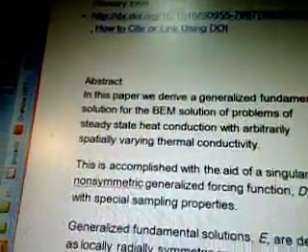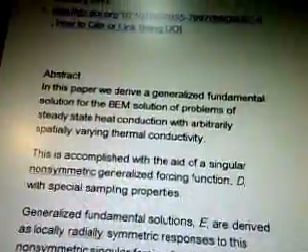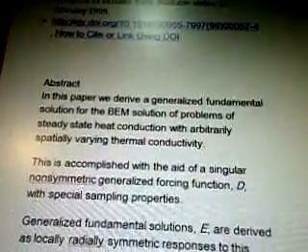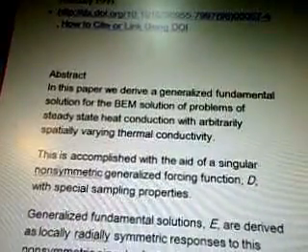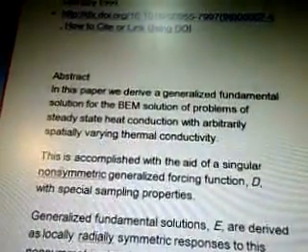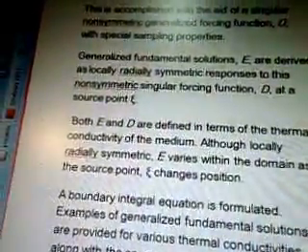So this abstract is, in this paper we derive a generalized fundamental solution for the BEM solution of problems of steady state heat conduction with arbitrarily spatial varying thermal conductivity. This is accomplished with the aid of a singular non-symmetric generalized forcing function D with special sampling properties. Generalized fundamental solutions E are derived as locally radially symmetric responses to this non-symmetric singular forcing function D at a source point.